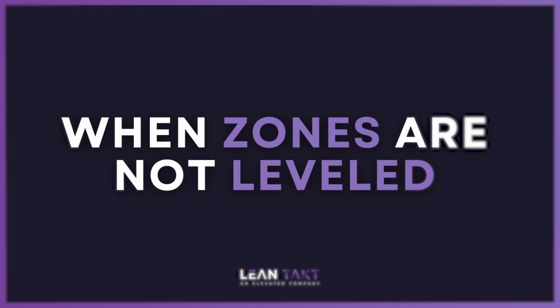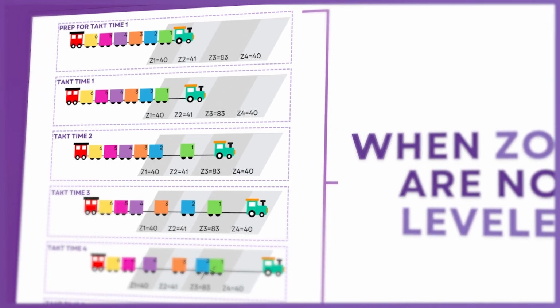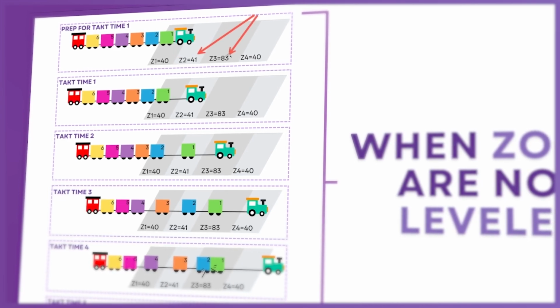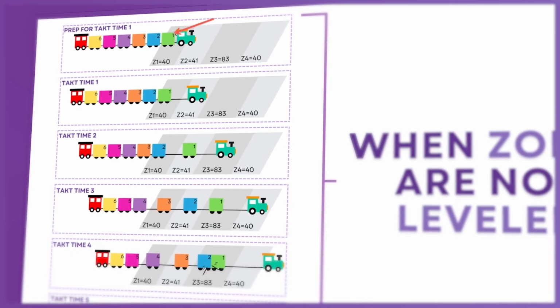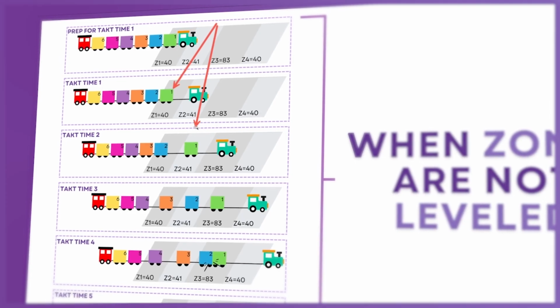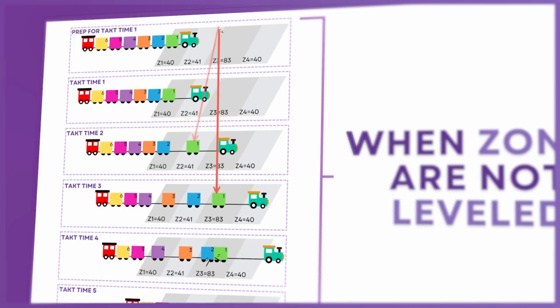So when zones are not leveled, we have a problem, and we call these zone bottlenecks. So let's go ahead and take a look. I've gone ahead and mapped this out, and I want to orient you first to say the first zone has a work density of 40, 41, 83. So this is the most dense zone, and then 40. In the first activity, so we're prepping. Then when we do our first takt time, we're in this first zone. Then we move to the second zone. Then we move to the third, and everything looks all fun and great.